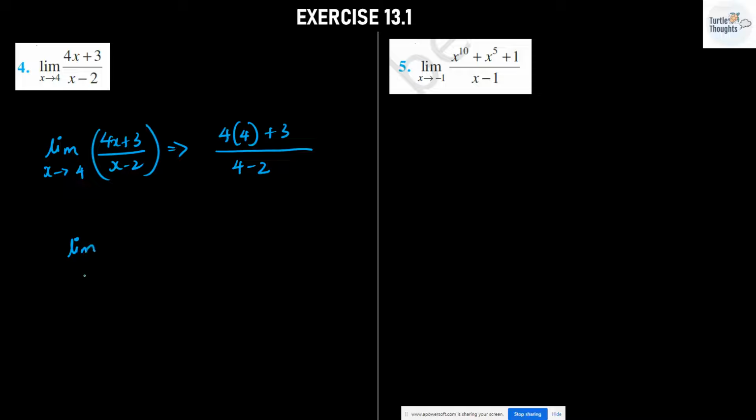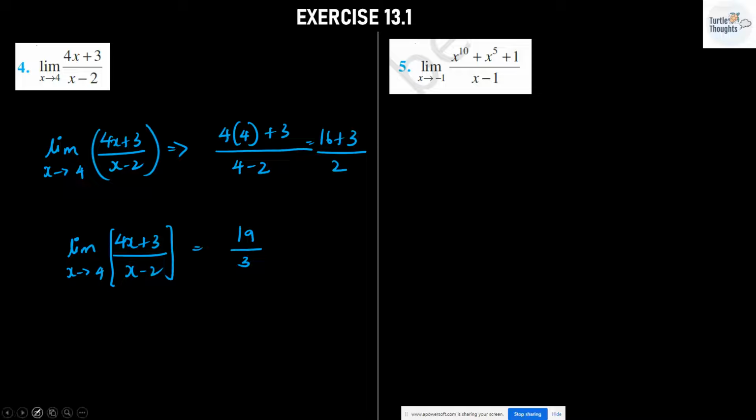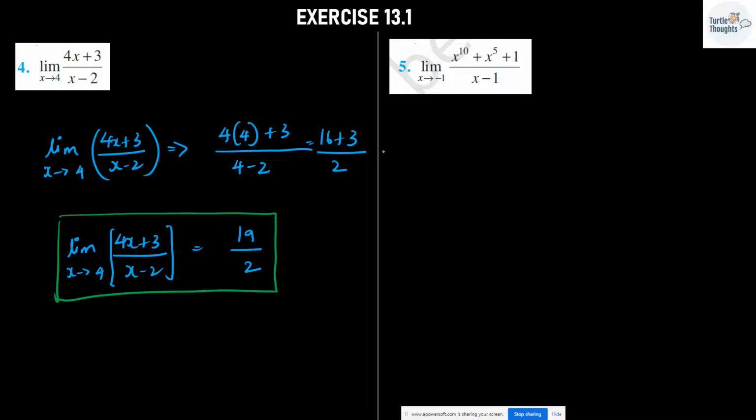So I can write limit of 4x plus 3 over x minus 2 as x tends to 4 is going to be 4 multiplied by 4, which is going to be 16, plus 3 divided by 2. It is going to be 19 divided by 2, not 3, it is going to be 2. 19 divided by 2. This is going to be your answer. Let us move to the next question. These are all simple. Direct substitution is very, very simple.